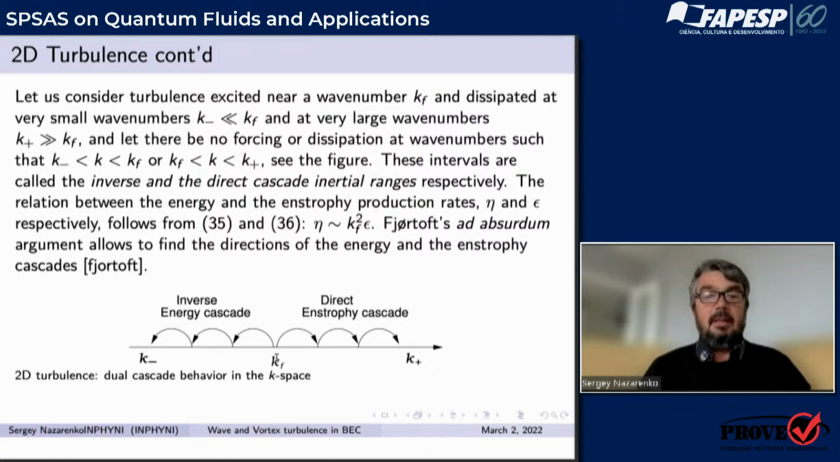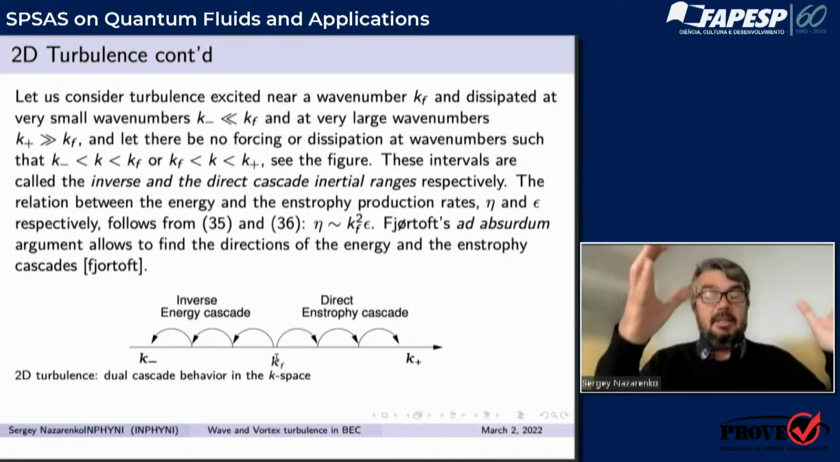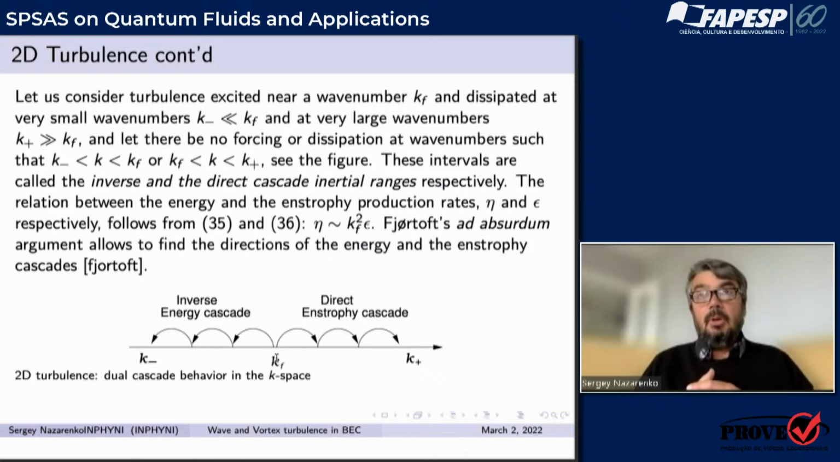So in physical space, we have small eddies feeding large eddies. And this is the reason why, in atmospheric dynamics, if you consider large scale atmospheric motions, we have generation of very large scale vertical structures, cyclones and anticyclones, leading to variations in the weather.